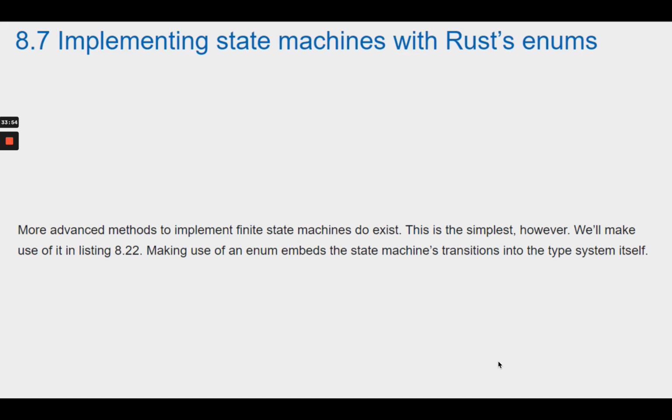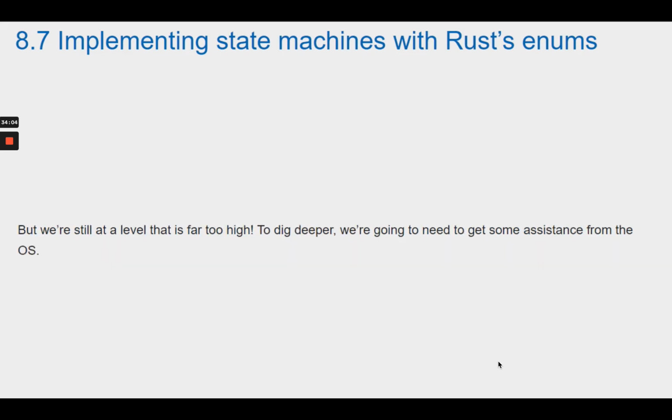This is the simplest, however. We'll make use of it in listing 8.22. Making use of an enum embeds the state machine's transitions into the type system itself. But we're still at a level that's far too high. To dig deeper, we're going to need to get some assistance from the OS.